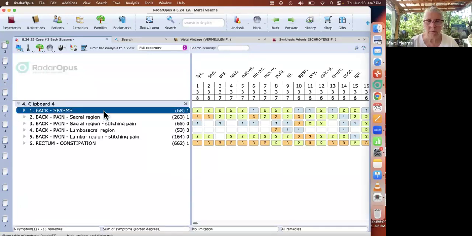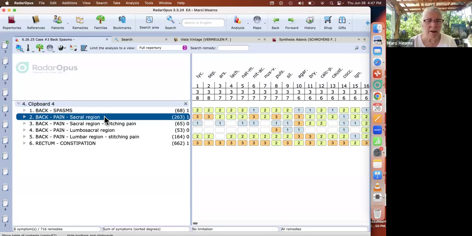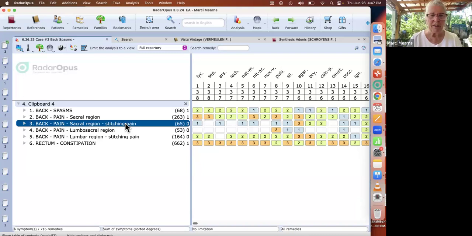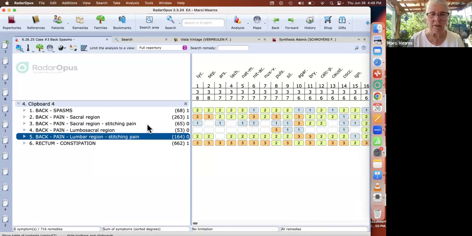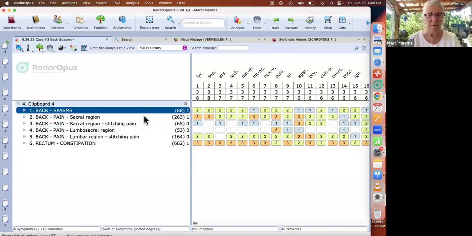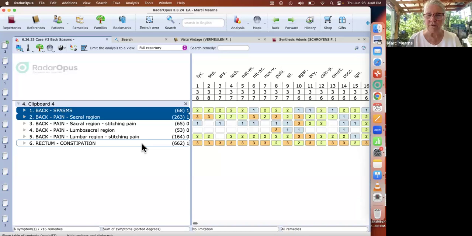Back spasms. That's what she's got. Pain in the sacral region. Now, why didn't I use spasms in the sacral region? Because there aren't any. Okay? That was a big problem. She said she had stitching pains. She said in the lumbosacral region, there's pain. There's stitching pain in the lumbosacral, but there is no spasms in the sacral region. So I had to take the spasms, the pains in the sacral, and then I took the constipation. And I took the giant constipation.